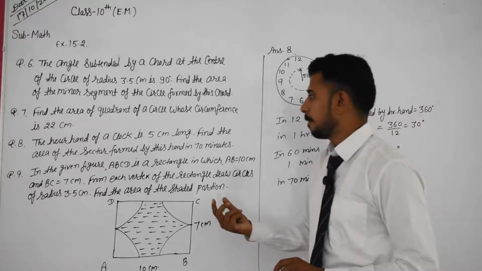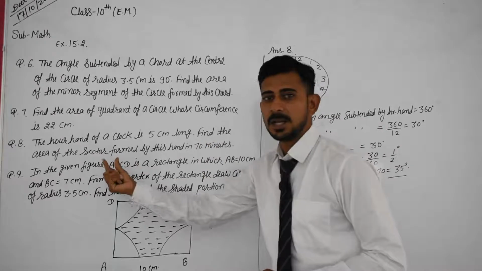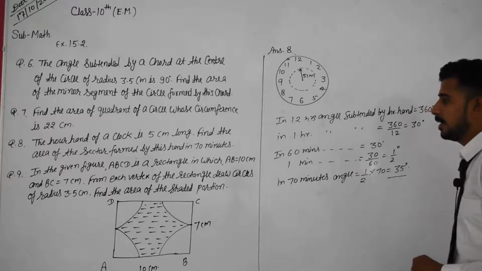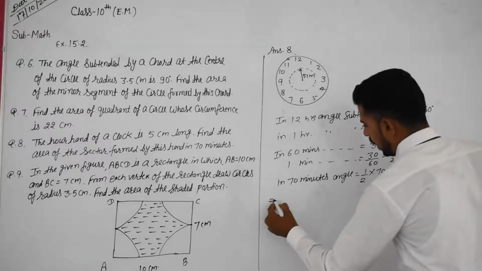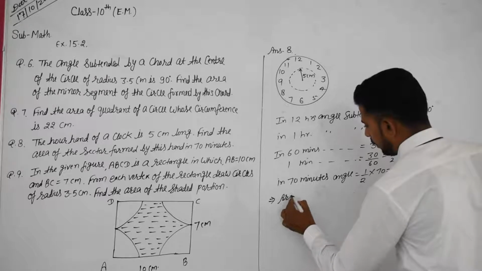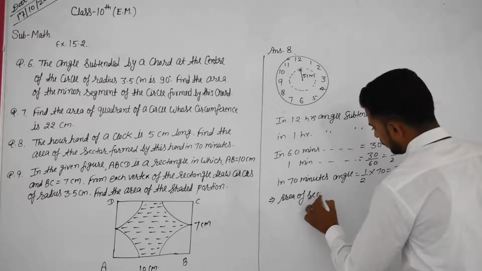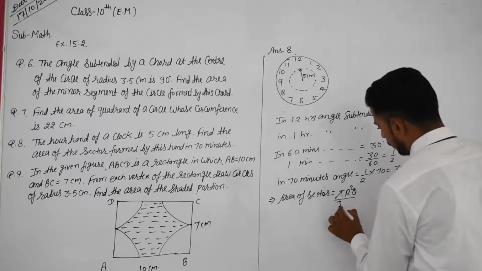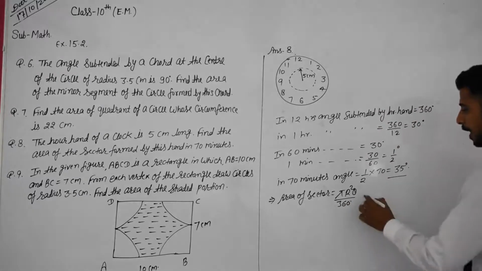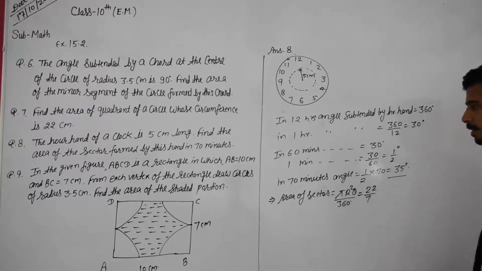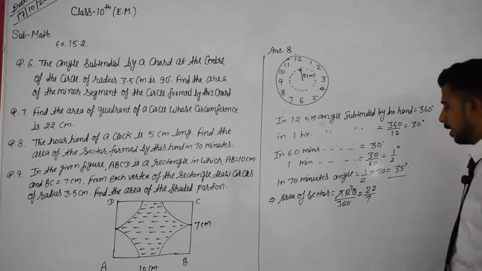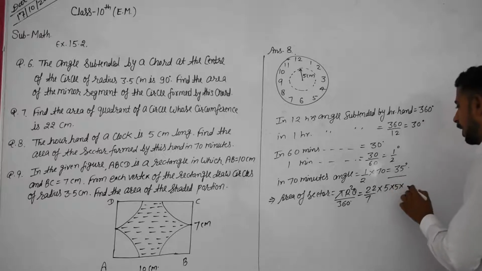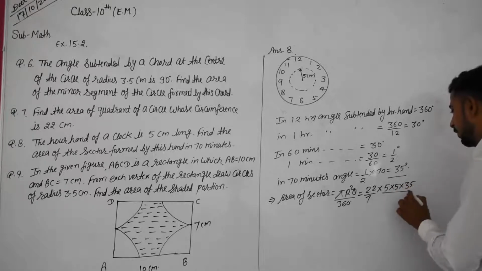Okay, now find the area of the sector. Theta is here 35 degree and radius is 5. Then we can find the area of the sector, which is equal to pi r square theta upon 360 degree. Pi means 22 upon 7. R means radius is 5. R square means 5 into 5. And angle theta is equal to 35 upon 360.